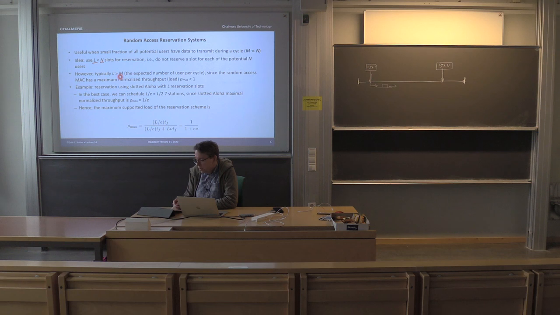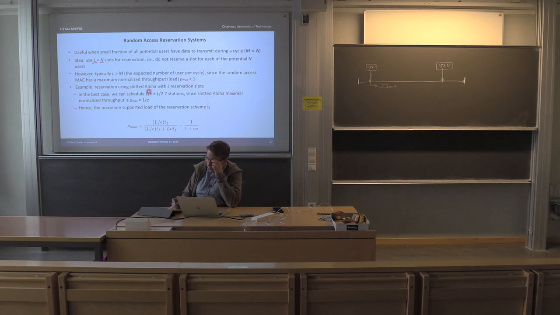Okay, and m, what is this? Well, it's the expected number of users per cycle. Okay, it could be the same users or it could be different users, but anyways. The reason for this is that random access has a maximum normalized throughput load which is less than 1. Okay, all of them have, but it's typically much smaller than 1.